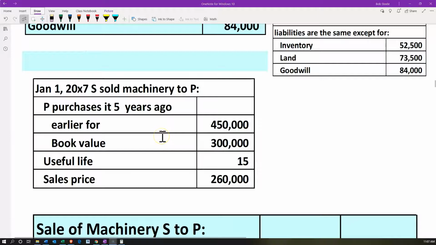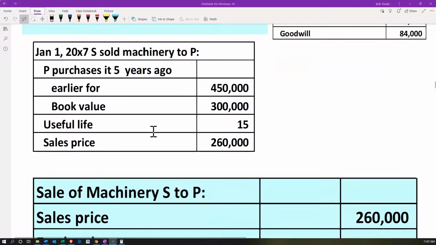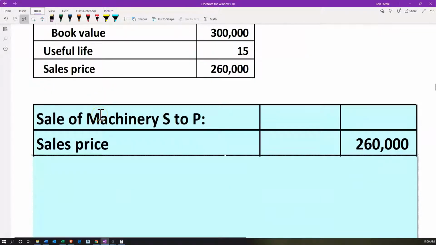Now we're going to think about the sale of the machinery. So here's the information related to the sale of the machinery, and let's just break this down in terms of the gain and the loss, and then we'll take a look at the journal entries that will be recorded on S and P's books. So this is going to be a sale from S to P, so it's going to go from the subsidiary to the parent, so upstream sale. We got the sale of machinery, S to P.